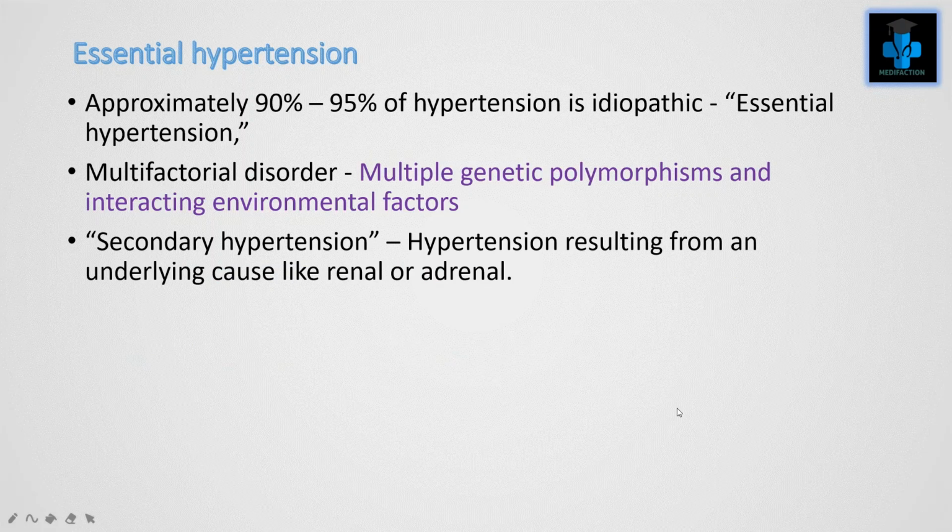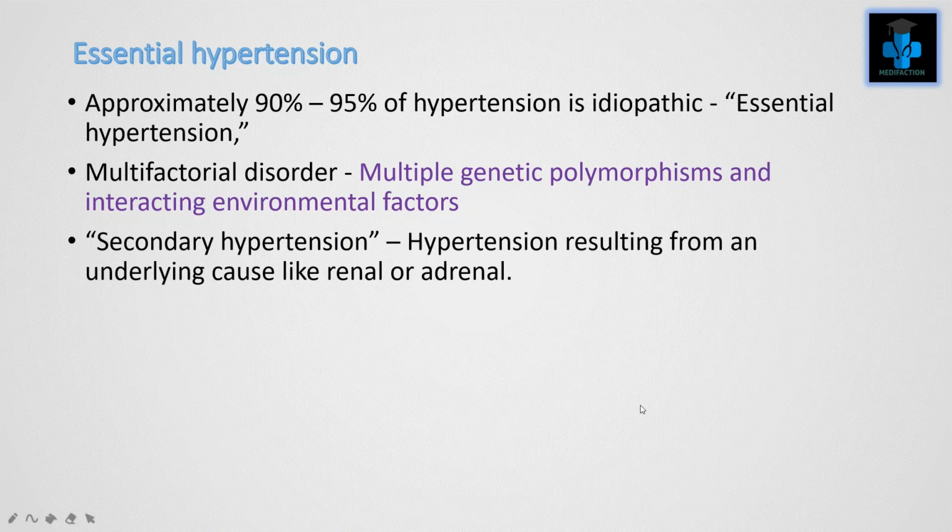Essential hypertension. Approximately 90% to 95% of hypertension is idiopathic, which means the cause is unknown. This is termed essential hypertension. This is a multifactorial disorder as well, because it can be associated with multiple genetic polymorphisms and interacting environmental factors.